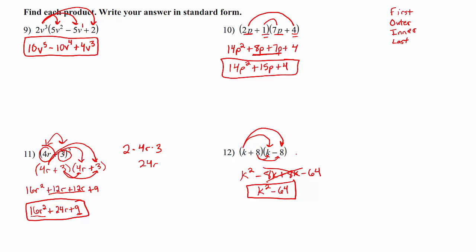The pattern here is that if I recognize that these are the same thing just with opposite signs, our middle terms will always cancel out, so that it always ends up being k times k and 8 times negative 8, which is k squared minus 64.